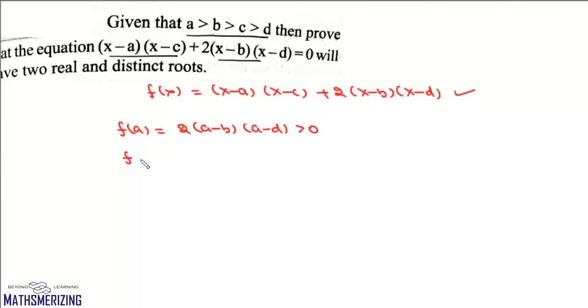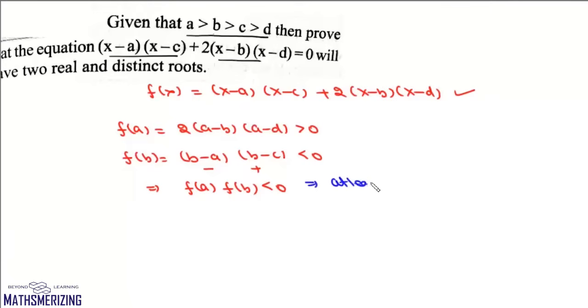And if we find f(b), f(b) will be (b minus a)(b minus c). Now b minus a is negative and b minus c is positive, so it will be less than 0. So here we are getting this condition that f(a) into f(b) is less than 0. Then from Bolzano's theorem, we can say that at least one root of f(x) equal to 0 will lie in the interval (a, b).